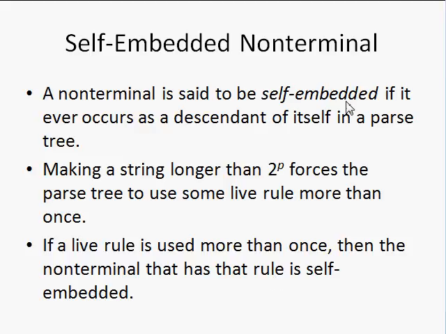Remember the definition of self-embedded? A self-embedded non-terminal is one that occurs at least twice in a tree where one of the occurrences is a descendant of the other. If that's the case, then the non-terminal is said to be self-embedded. And when you make a string longer than 2 to the p, and you force the use of some live rule more than once, then you get a self-embedded non-terminal. It's the non-terminal that belonged to the rule that you used more than once.